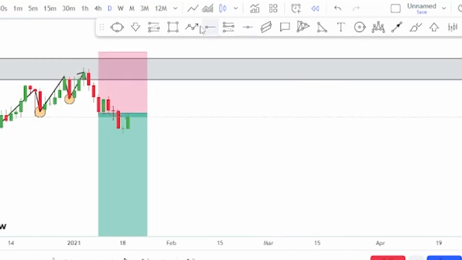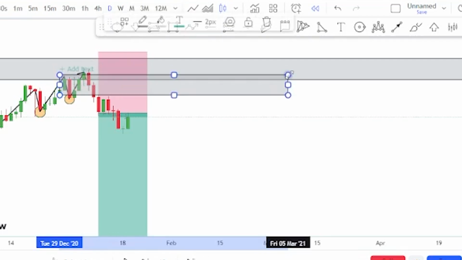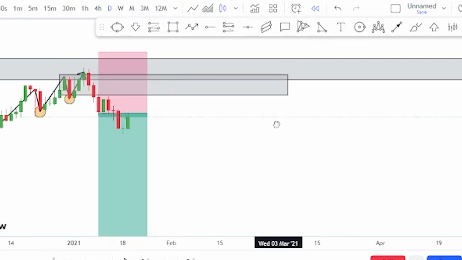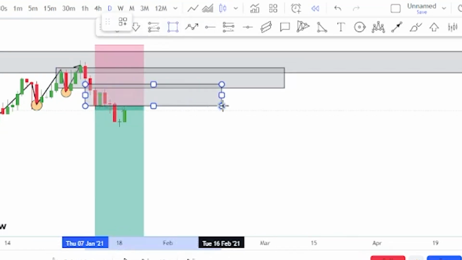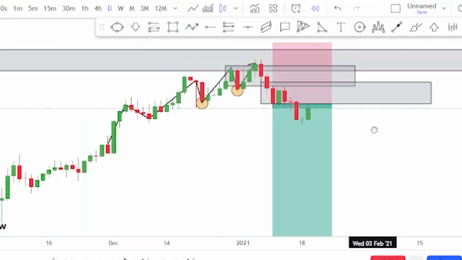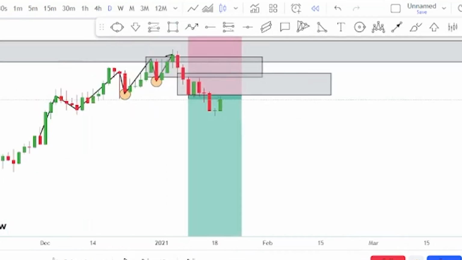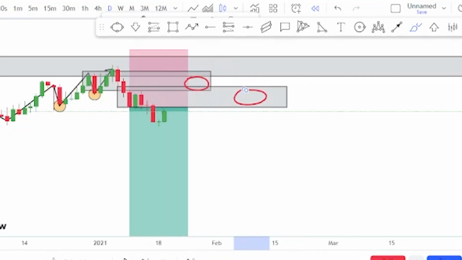Okay, so this is an area of supply zone, this one. And also we have this area, which is also a supply zone. So if I'm waiting to take another entry for a sell, I will be waiting from these two areas, from this one, from this one. Okay, let's see what the market is going to give us.